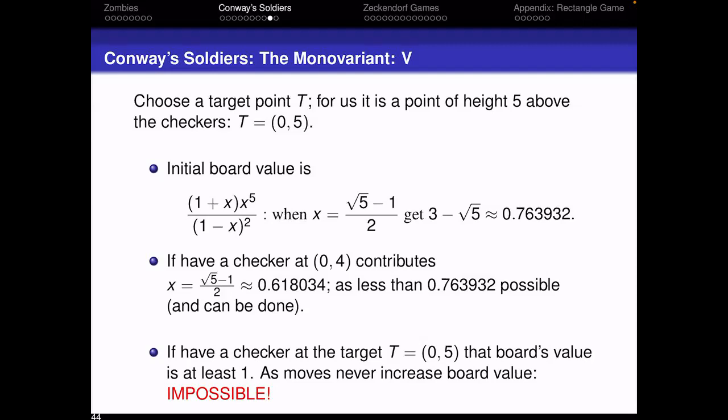But if you put a piece at 0, 5, well, we made things very simple. We assigned a value of 1 to that square. So the value of the board has to be at least 1. It'll be larger than 1 if we have a checker anywhere else, but it's got to be at least 1. And so if it's at least 1, can't be done. So this is a beautiful proof that you cannot get a checker as high as 5. We're not looking at any possible paths. We're not trying to prove anything clever. This is a high-level proof that it cannot be done.